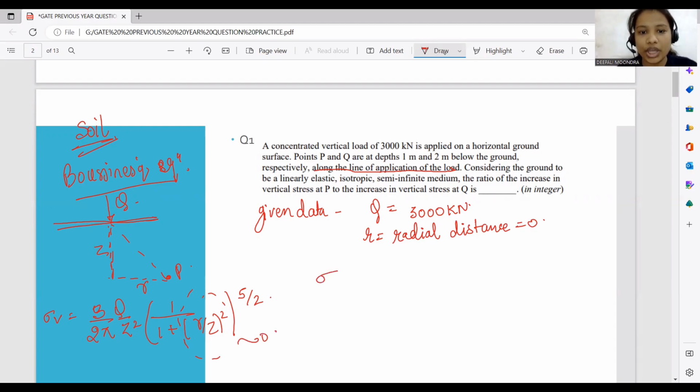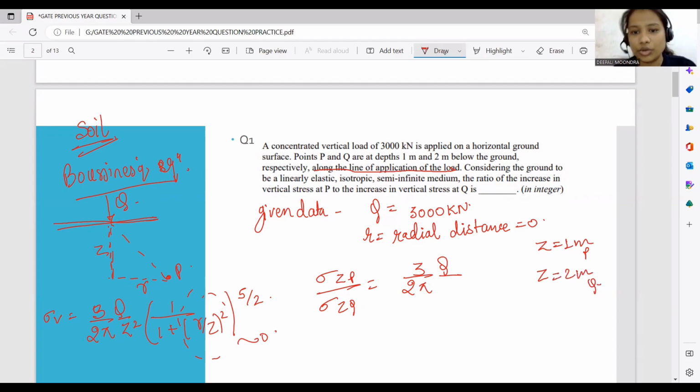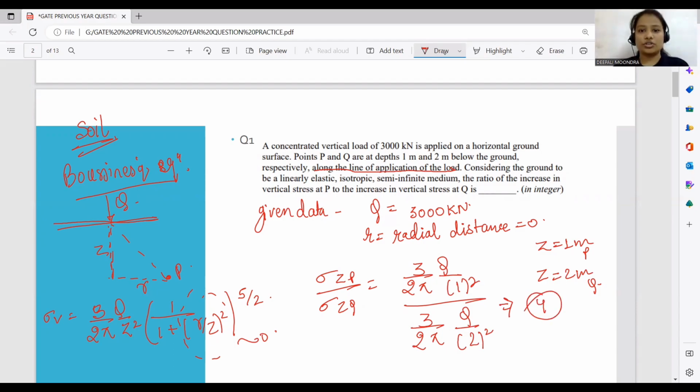Now we need to find it at P and at Q. So that means 3 upon 2 pi, Q will be the same for both points, because the vertical load applied is the same. Then Z is 1 meter for P and Z is 2 meter for Q. So it will be 1 square upon 2 square, which is nothing but 4. So your answer is 4. If you want to take a screenshot, you can take it right now.